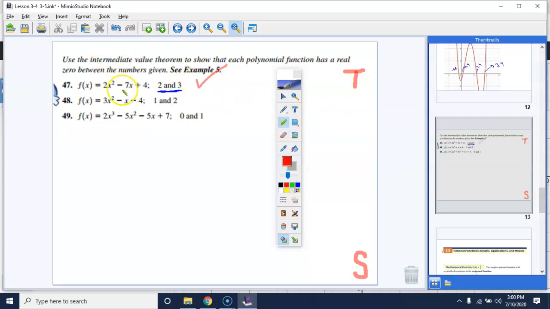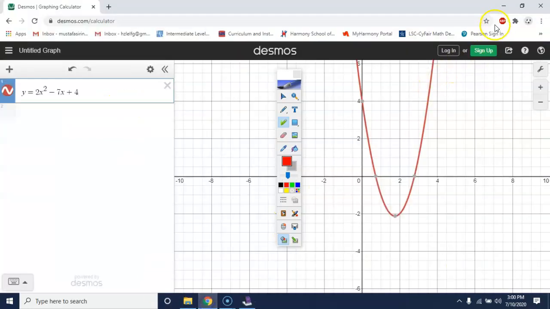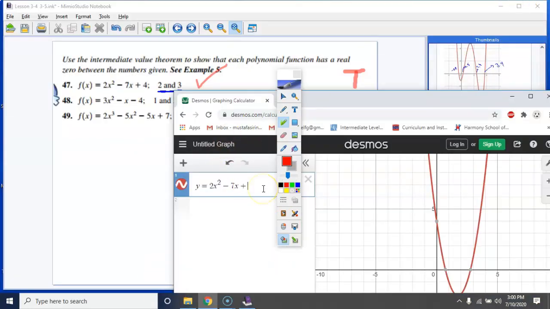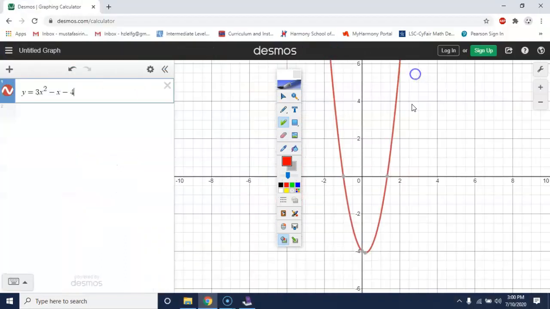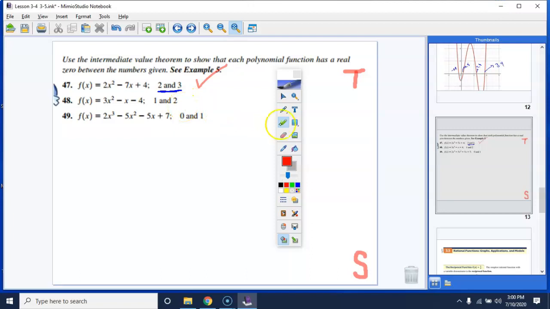If you graph the other one, let me graph the other one as well. 3x squared minus x minus 4. If you graph this, the x-intercept, this one and this one, as you see, is 1.3, which is between 1 and 2. So to confirm that those functions have a real zero between the given numbers, you can just graph and see. Alright, but you can try 49.